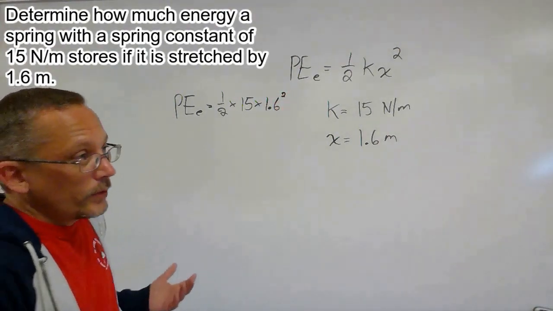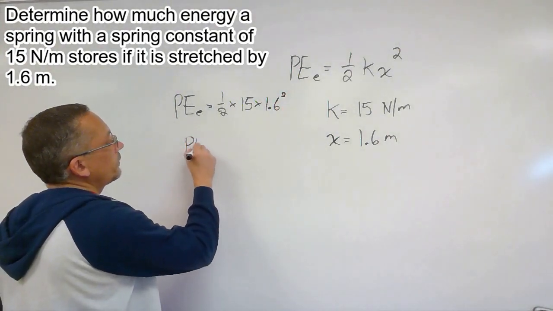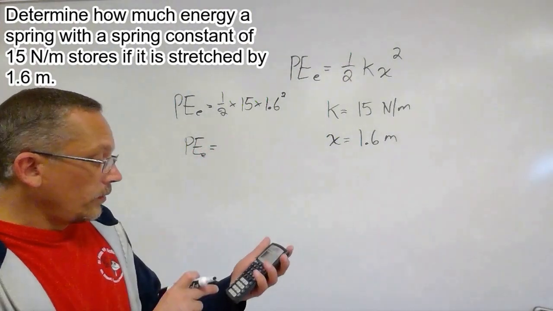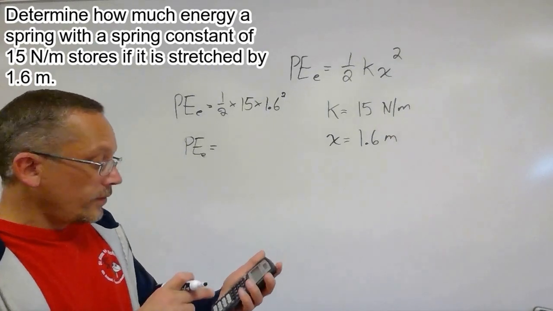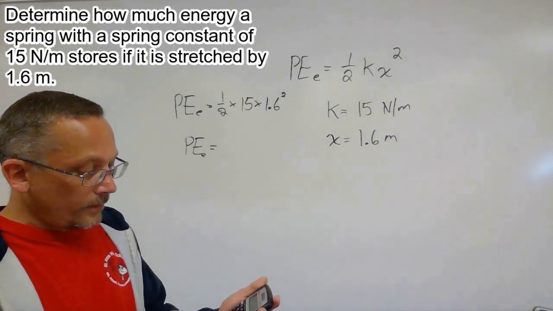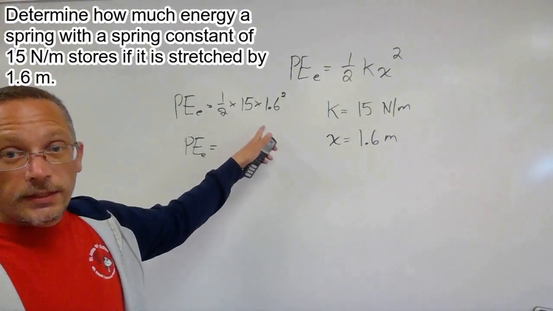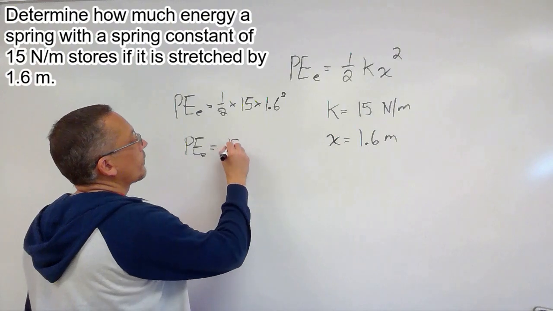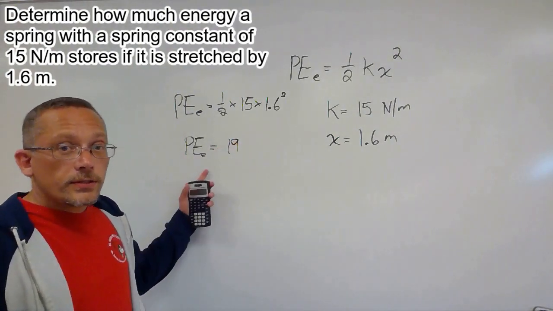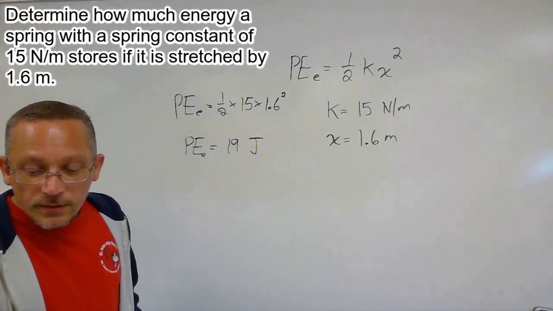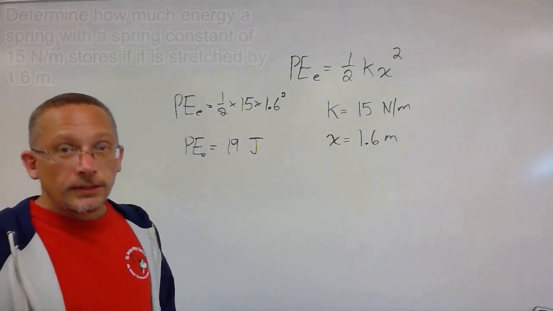So let me grab my calculator and work that out. So the potential energy equals 1/2 times 15 times 1.6 squared. And with 2 significant digits, I get 19. And the units that we use for energy, joules. So my answer there, 19 joules.